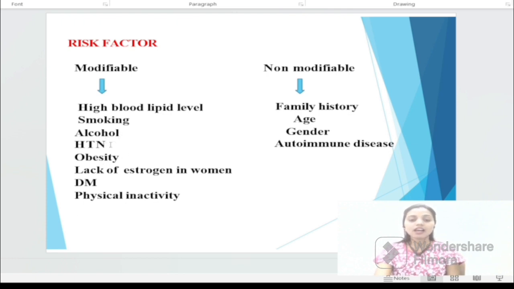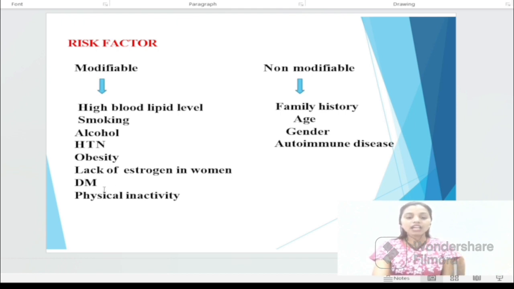Hypertension and obesity are major risk factors. If the patient has hypertension or obesity, the patient is vulnerable and at risk of developing myocardial infarction. Next is lack of estrogen in women. If a woman has menopause, which occurs after 40 or 45 years of age, she has a lack of estrogen due to the menopause, so this woman is vulnerable and at risk of developing myocardial infarction.